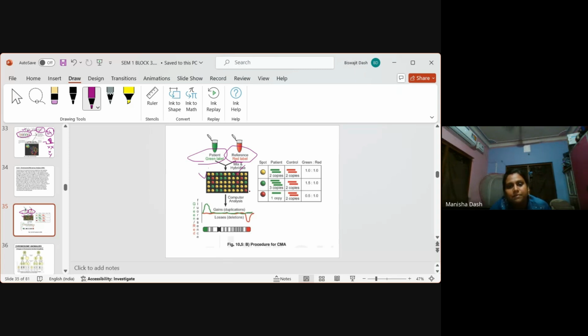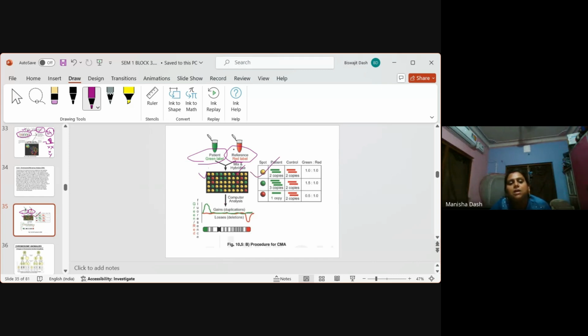Now you can observe different color patterns here. So what could be the possible things? The patient sample that you are using could have a normal DNA. That means there is no change in the chromosome. In that case, the control will have two copies, and the patient or sample DNA will also have two copies, and the ratio of green to red will be 1:1, and that is how you will get a balanced color, that is yellow.